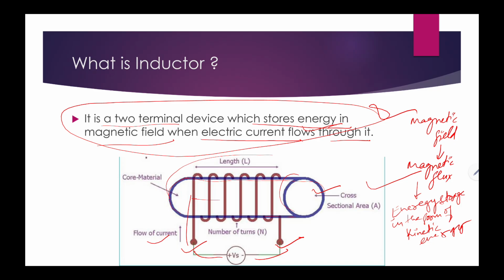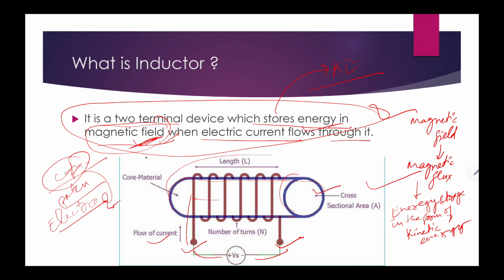So what is an inductor? It is a two terminal device which stores energy in the form of kinetic energy in the magnetic field, because in the inductor section we will always discuss the electromagnetic field, and in the capacitor we will always discuss the potential energy, or the electrostatic field. In a capacitor we deal with the electrostatic field, and in an inductor we deal with the electromagnetic field. So these are the differences between the capacitor and the inductor. Fine, so this is the basic understanding.